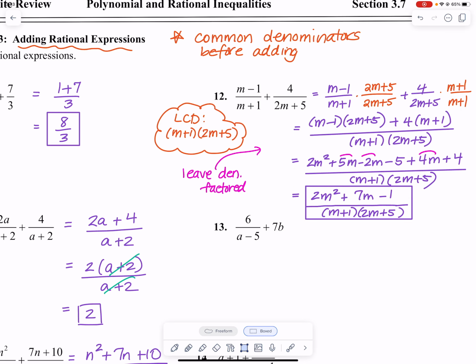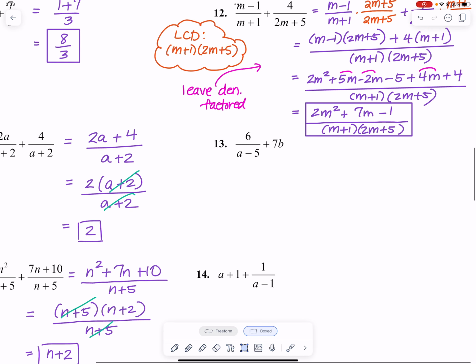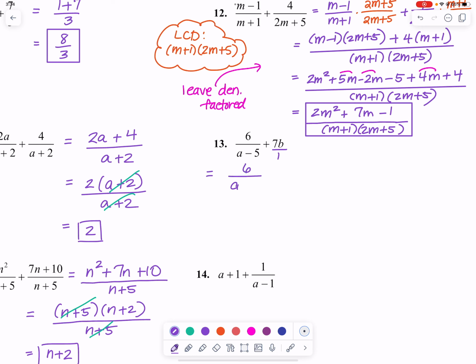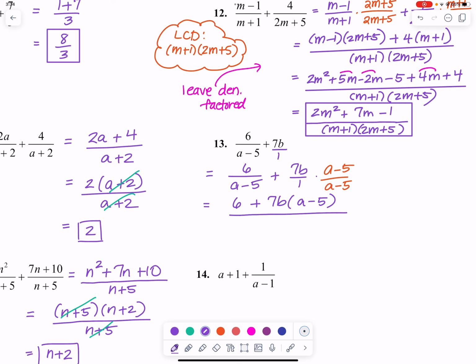Okay, let's go ahead and take a look at number 13. As you can see, the denominator of 7b is just 1. So our LCD is a minus 5. So we will need to multiply 7b by a minus 5 over a minus 5. And that gives us 6 plus 7b times a minus 5 all over a minus 5.